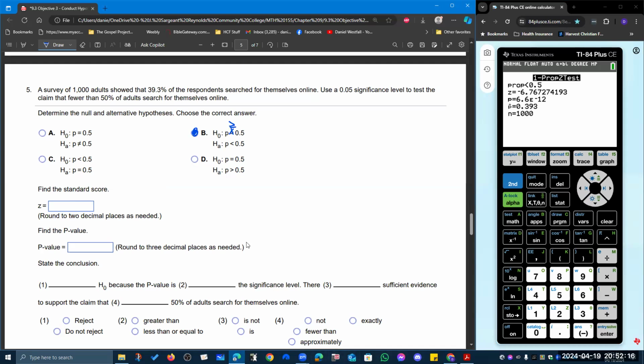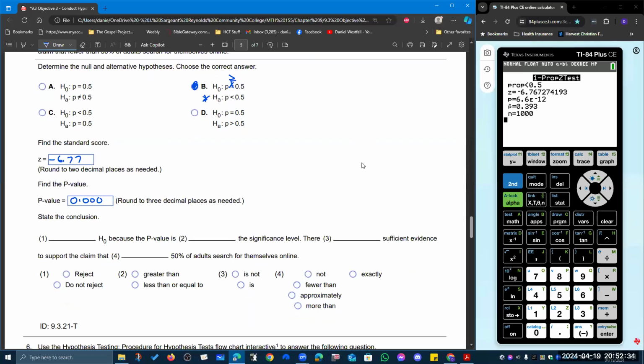Our z-value is negative 6.77. Our claim is HA. Our p-value is 0.00 because there's 11 zeros in front of that 6. We are going to reject H naught because the p-value is less than or equal to the level of significance. So there is sufficient evidence to support the claim that fewer than 50% of adults search for themselves online.